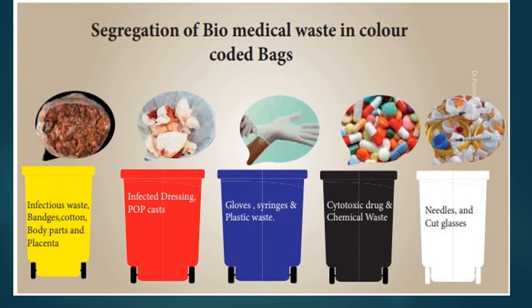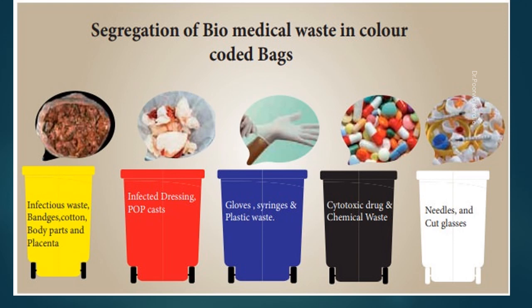Now, the second step in hospital generated waste management is segregation. So, we use different color coded bags to segregate the biomedical waste. We use yellow coded bags for disposal or segregation of infectious waste, that is human and animal anatomical waste, then bandages, cotton, body parts, and placenta.